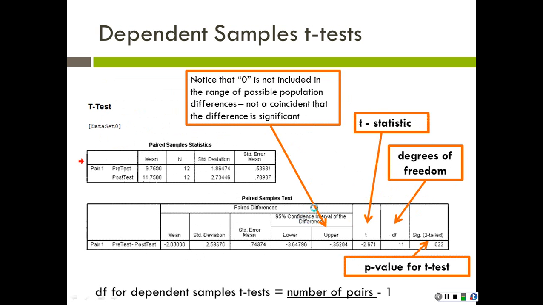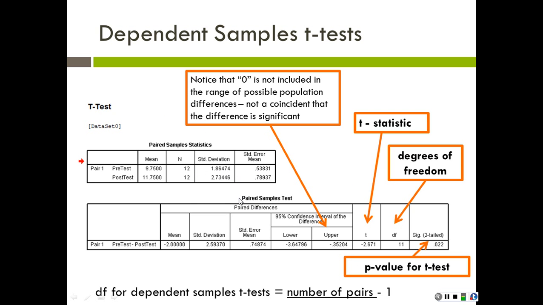All right, so here is our output, and it looks very similar to the other output, right? Instead of having different groups, you have the same group and their pre-test score and their post-test score. Here's their mean, their standard deviation, and the standard error of that mean. So here are all the group statistics.